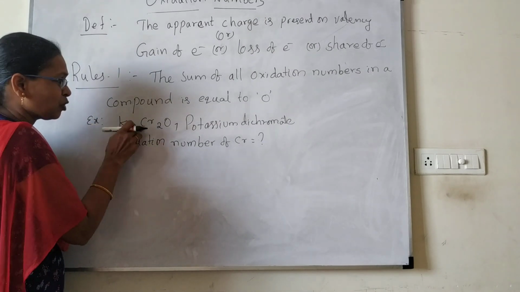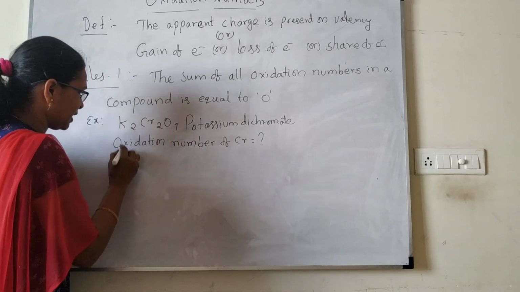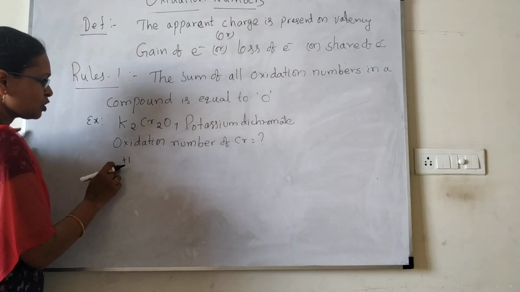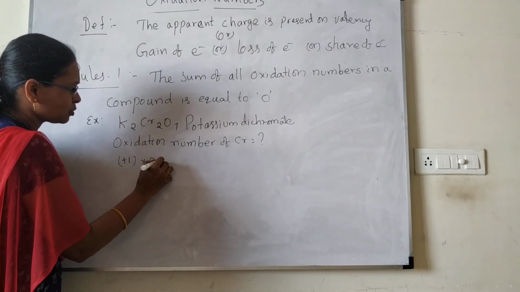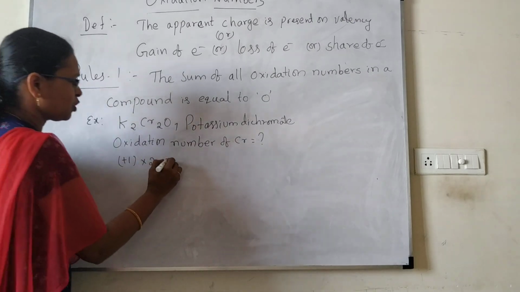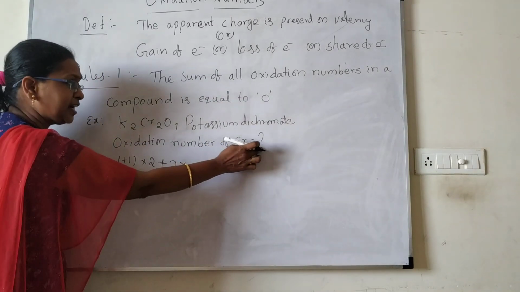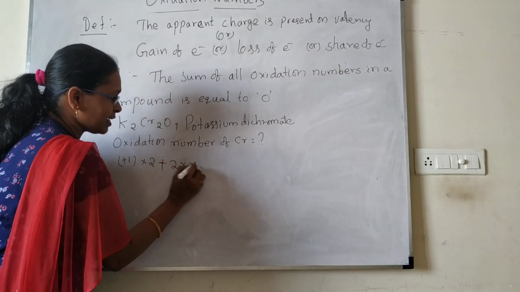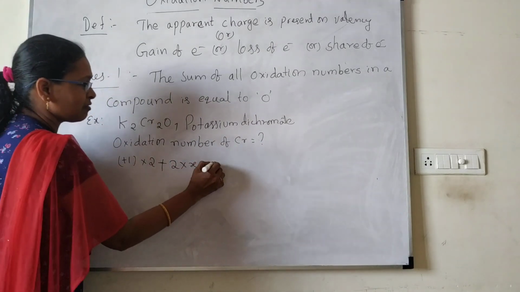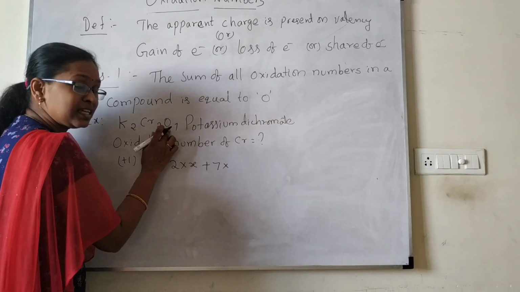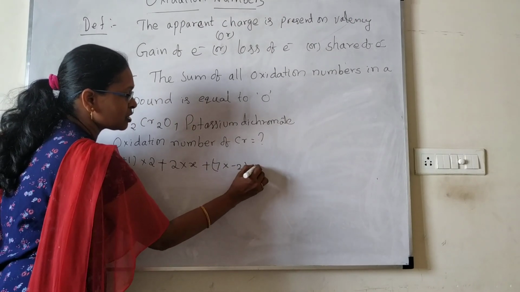Here potassium, chromium and oxygen are there. Potassium belongs to which group? First A group, so plus 1 is the valency. How many atoms are here? Atomicity 2, so plus 1 into 2. Plus chromium, atomicity 2, into what we don't know, so I am considering it as x. So 2 into x, plus the atomicity of oxygen, which is 7. Oxygen's valency is 2, so its oxidation number is minus 2. The total is equal to 0.